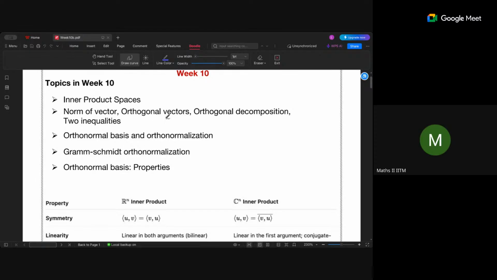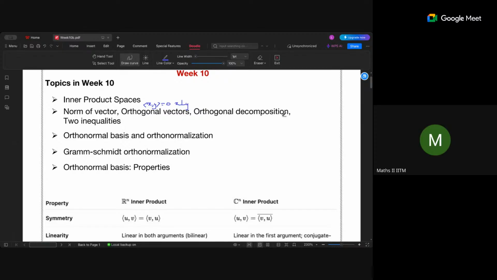And what are orthogonal vectors? We saw orthogonal vectors means, given two vectors, in the case of the dot product, two vectors are said to be orthogonal if they are perpendicular to each other. So in that case, their dot product is 0. So we have two vectors orthogonal if the inner product of x comma y equals 0, then we say that x is orthogonal to y, right?